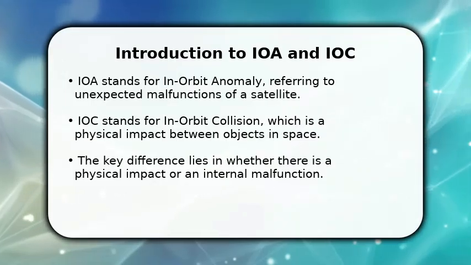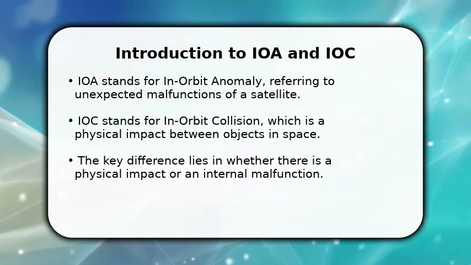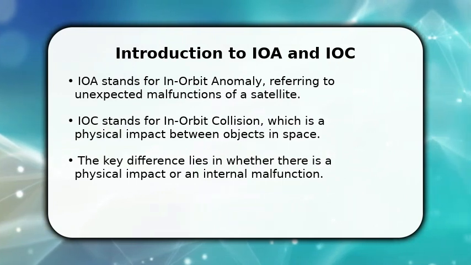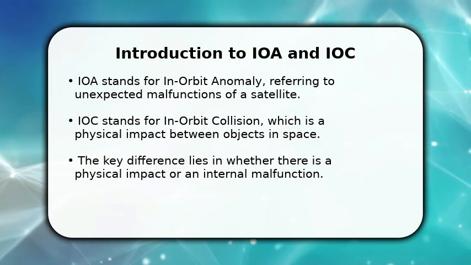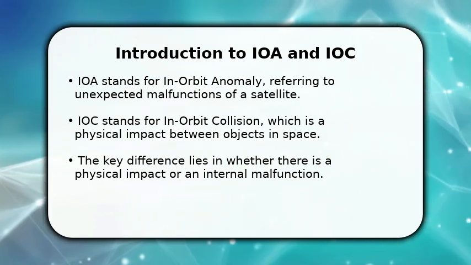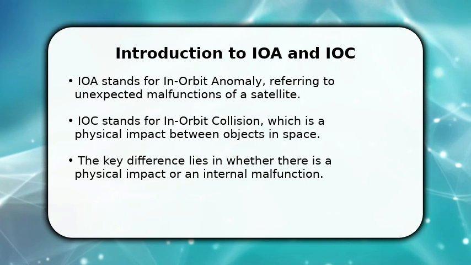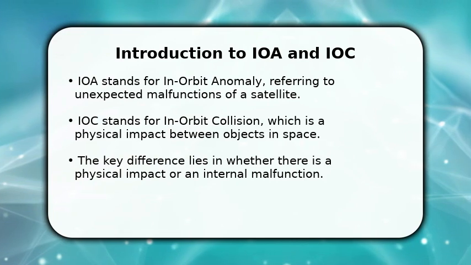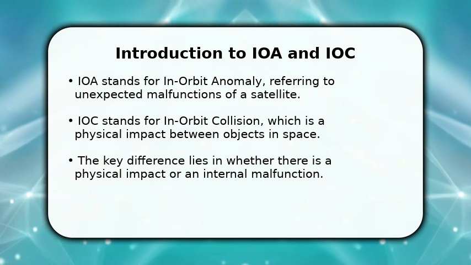In this video, I will explain the difference between an in-orbit anomaly and in-orbit collision. An in-orbit anomaly, or IOA, refers to any unexpected malfunction or deviation from normal operation experienced by a satellite. On the other hand, an in-orbit collision, or IOC, is a physical impact between two or more objects in space. Understanding these distinct events is crucial for maintaining the safety and sustainability of our orbital environment.